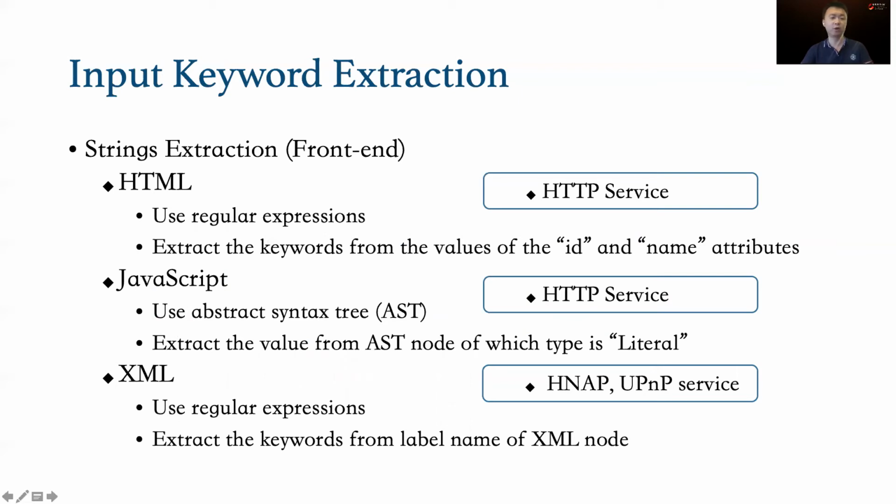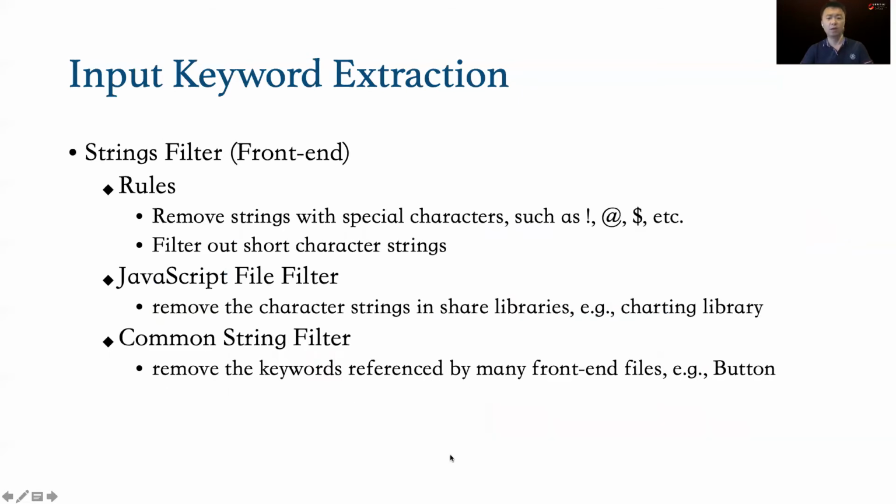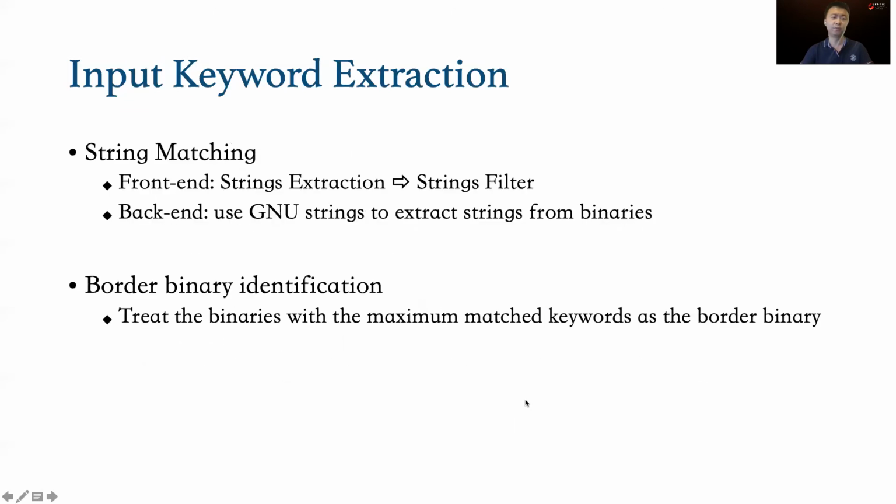For example, we use regular expressions to extract keywords from the label names of XML nodes. Then we filter these keywords by several rules, like removing strings with specific characters, because we think these keywords are not related to user input variables. Then we filter out short character strings when they are less than 3. And we remove the character strings in the shared libraries. And we also filter common strings like button, console, and so on. These keywords are usually referenced by many front-end files, but they are not related with user input.